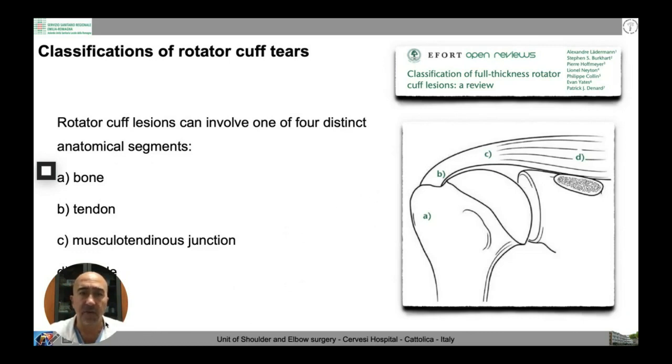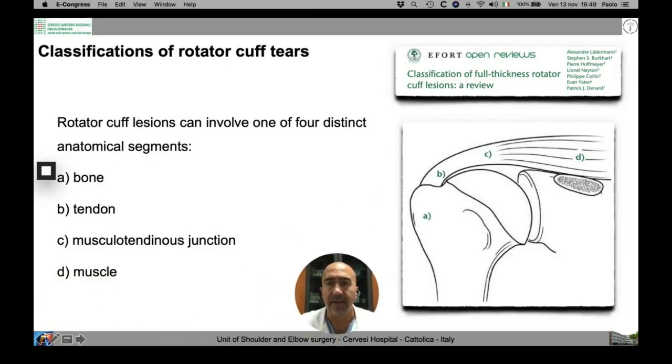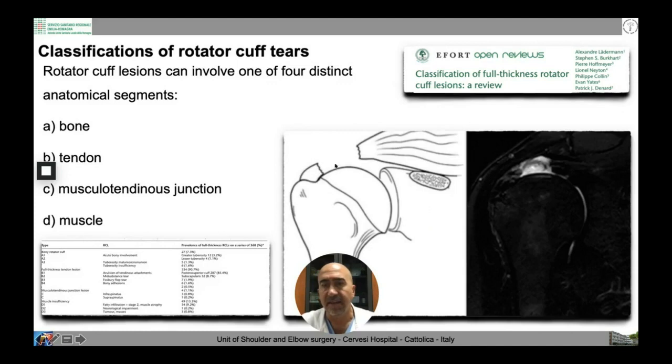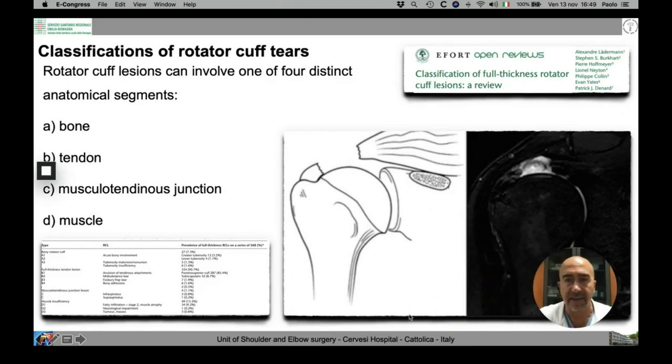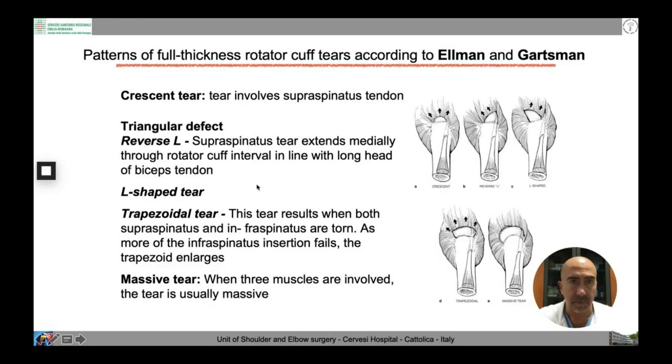Different classifications were made to evaluate the rotator cuff tear. This one is based on the location: on the bone, on the tendon, at the musculo-tendinous junction, or on the muscle. You can see here a case with a B tear. In this case, we have the tendon tear. The tear is located on the tendon.